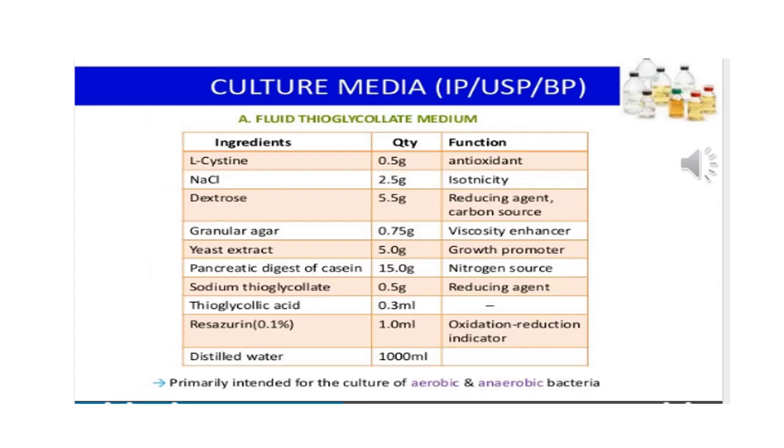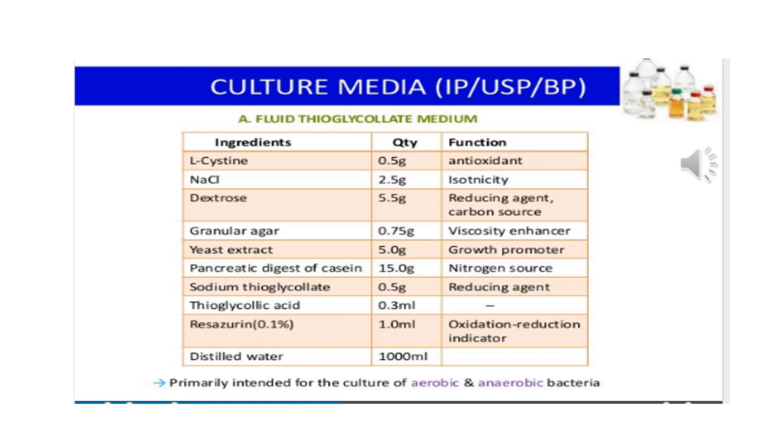Now, selection of the culture media is very important when it comes to sterility test. Now there are 3 media that are available. So the first medium is called fluid thioglycolate medium. The composition is given in the table. So it is called a fluid thioglycolate medium.